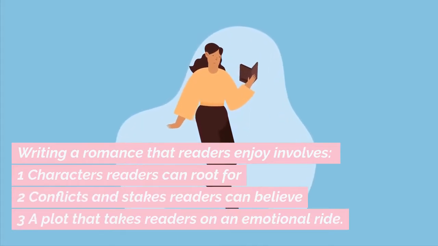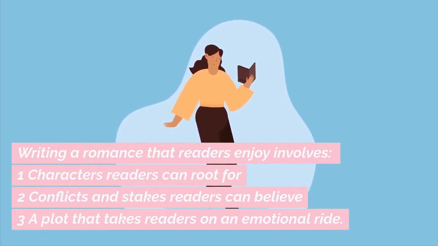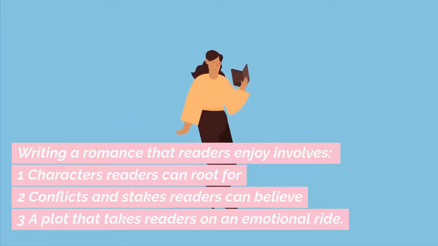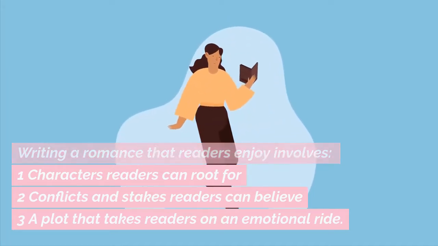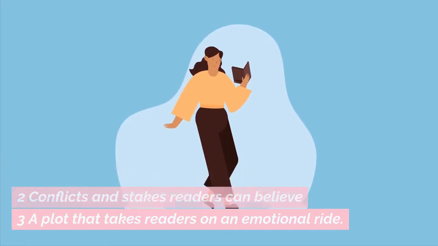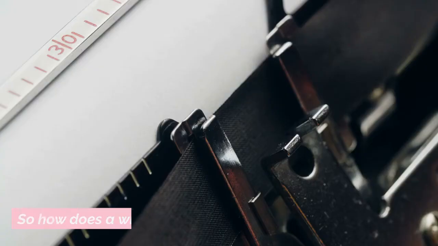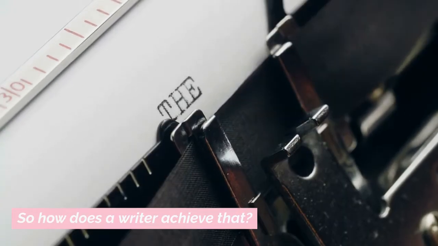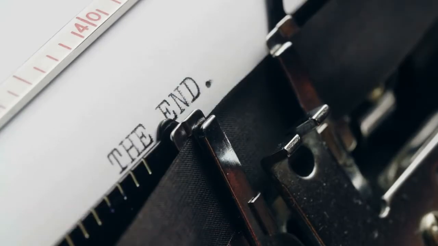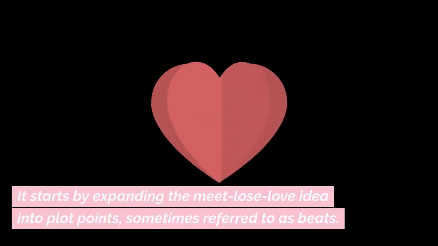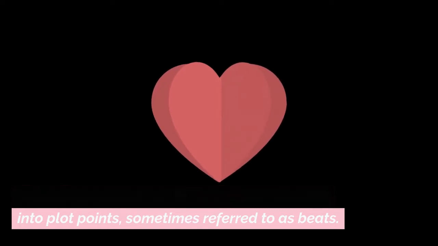Writing a romance that readers really enjoy involves three important things. One is characters that readers can root for. Two is conflicts and stakes that readers can believe. And three, a plot that takes readers on an emotional ride. So how does a writer achieve all that? Well, from the plot perspective, it starts by expanding that meet, lose, love idea into plot points, sometimes referred to as beats.